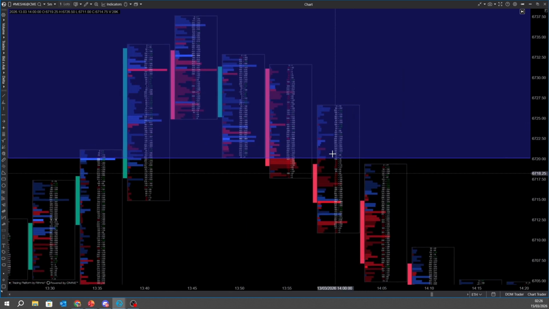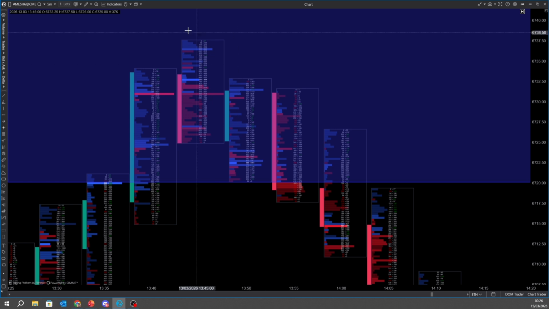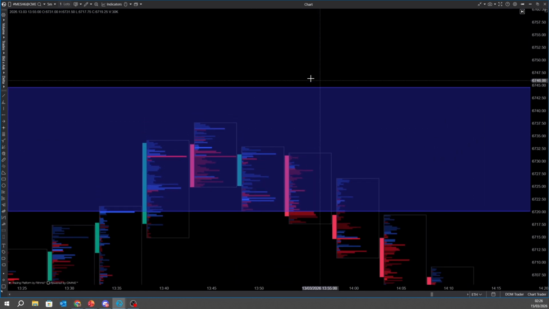What's interesting here is this wick. Lots of blue delta, which means there's lots of aggressive buying here. But if you take a look at this level, were we able to break above it? This is ES futures on the 5-minute time frame. If these aggressive buyers were successful, they would have broken above 67.45 on ES futures. 67.45 was a key level, and we weren't able to break above that on 1, 2, 3, 4, 5 occasions.